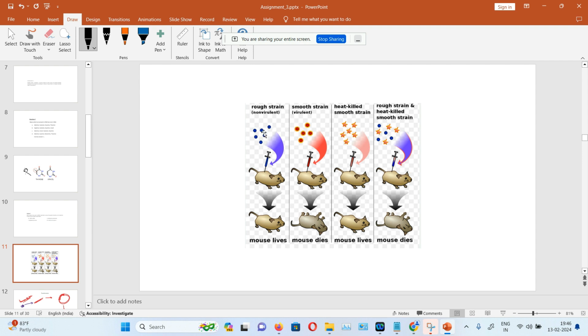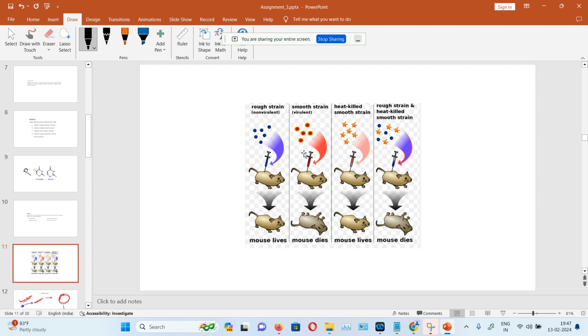So if the rough strain is introduced inside the mice, the immune system of the mice destroys the rough strain, and the mouse lives and all the bacteria die. In the case of the smooth strain, it has an extra protective layer, so the mouse dies. What they did, they heat killed the smooth strain and then introduced it to the mouse, and the mouse survived. And then the heat killed smooth strain remnants they mixed with the rough strain, and they introduced it into the mouse. And they found that the mouse died.